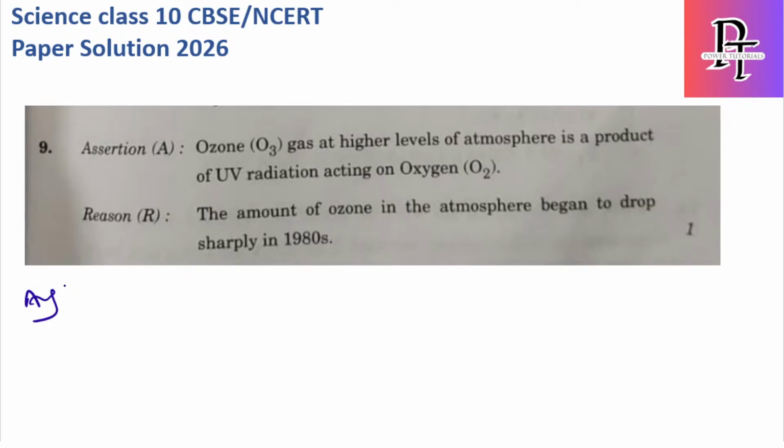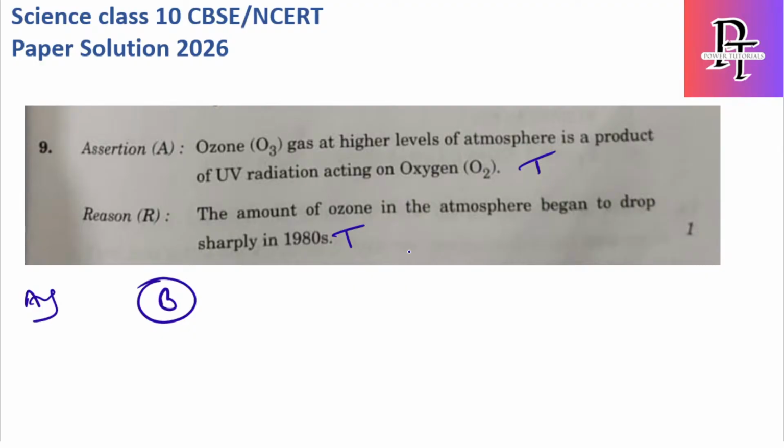Ozone gas at higher levels of the atmosphere is a product of UV radiation acting on oxygen. Yes, this is true. The amount of ozone in the atmosphere began to drop sharply in the 1980s. This is also true, but is this the correct explanation? No. So again the answer is B, because the reason has to explain how the drop is happening, or it has no relation.